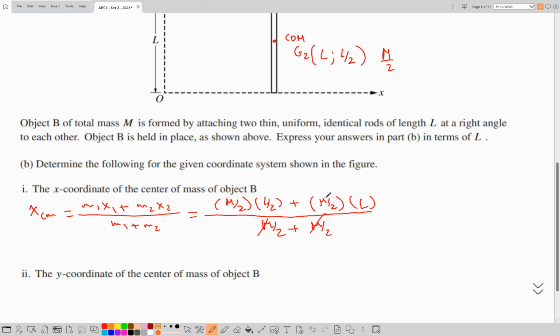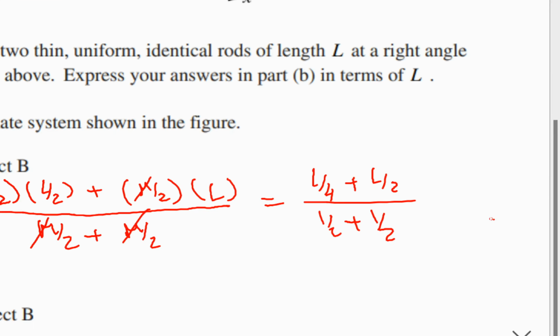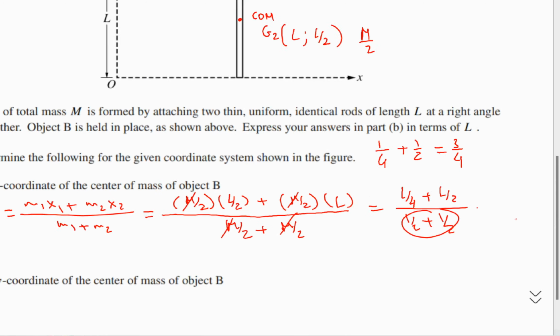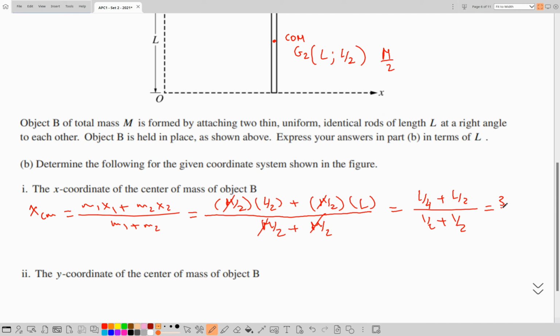Now here we can cancel the masses, so that would be L over 4 plus L over 2 divided by half plus half, and here you can factor out L, 1 over 4 plus half, that would give us 3 over 4, and this is just divided by 1, so that would be 3 over 4 L. Then the position of the center of mass, the x, is given by 3 over 4 L.